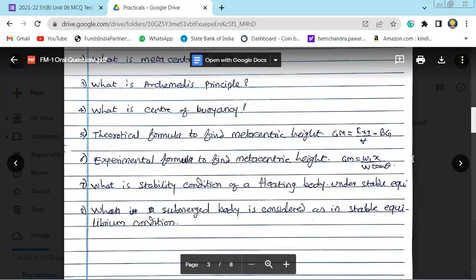What is stability condition of a submerged body? When is the submerged condition considered as in stable equilibrium?